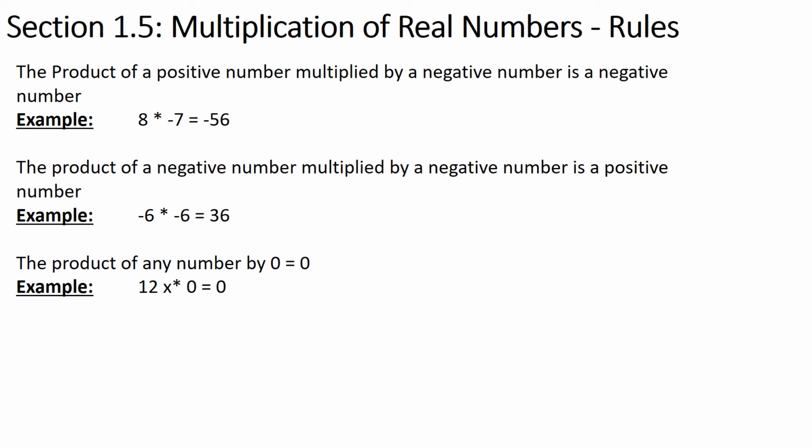Now we do multiplication of real numbers. This is very similar to addition and subtraction. When we multiply a positive times a negative, mind you, 8 times negative 7, we get a negative number, negative 56. A negative times a negative gives me a positive. And also remember, any product multiplied by 0 equals 0. 12x times 0 is 0.